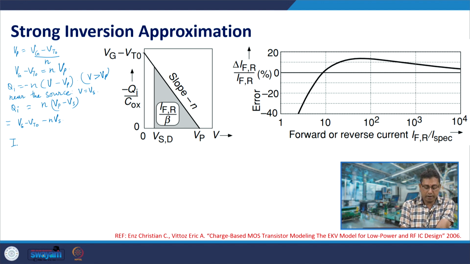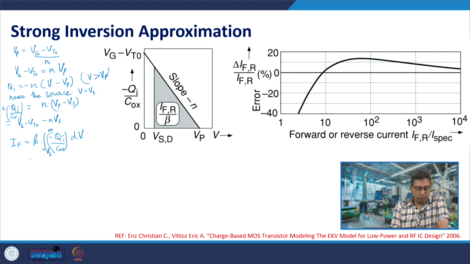Now, let us look at the forward current. Forward current is, you integrate from the source voltage to infinite channel potential, beta Qi dV. There is a correction, this is actually Qi by Cox. So, what does this become? Can we replace this now with Vp minus Vs? That is what we do: beta n by 2 Vp minus Vs whole square.